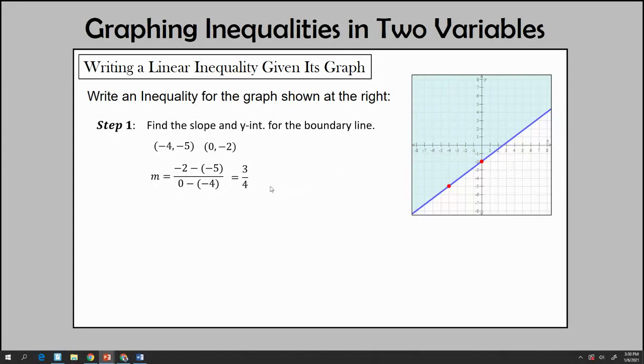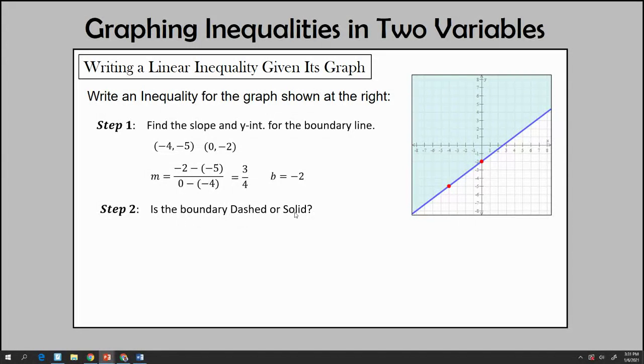Now, the y-intercept, we get lucky because they actually label it for us. If they wouldn't have given us a y-intercept, we'd have had a lot more work to do here. But they give it to us. So the y-intercept is -2. So I have what I need to write the equation. All right. I got my slope 3/4. I got my y-intercept -2.